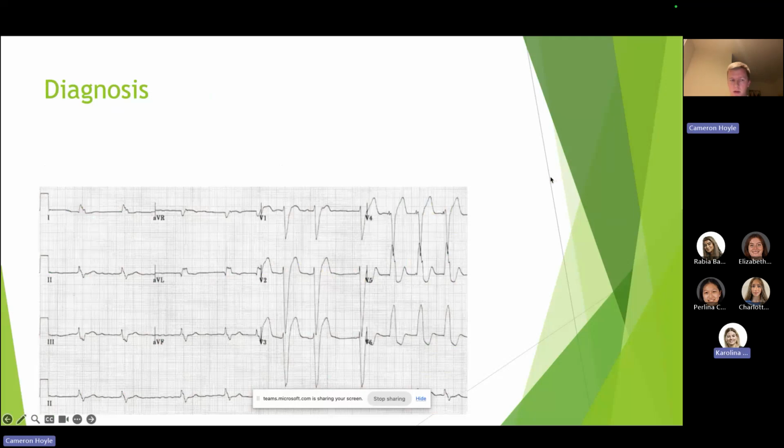So this is... Go on, sorry, Charlotte. Literally Charlotte just finished typing and she says anterior ST elevation. Okay, so this is left bundle branch block, and I'll go on to why there isn't ST elevation here in a second.